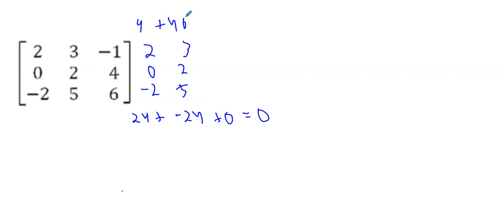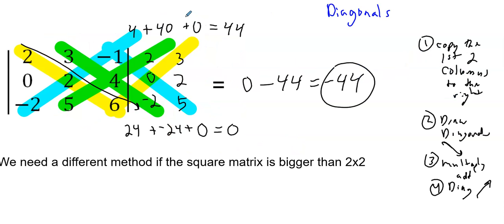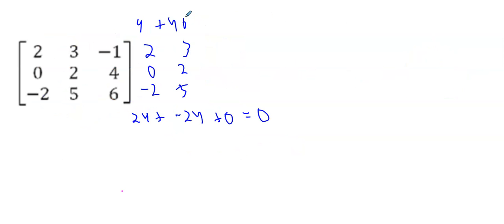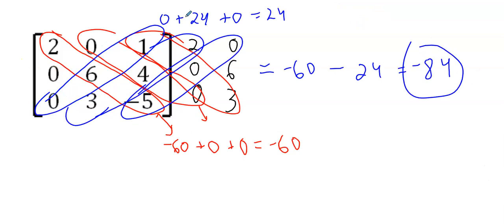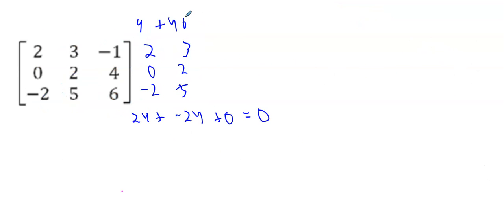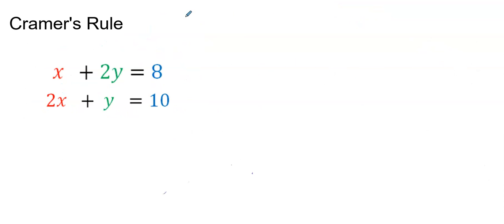201. A little different. 2, 3, negative 1. 0, 2, 4. That's the same problem we did a minute ago. Okay. Don't worry about that one.